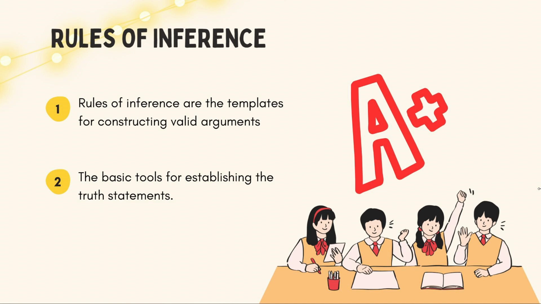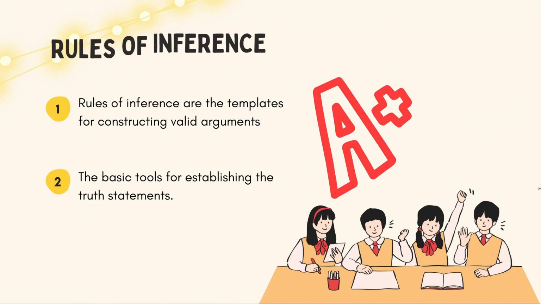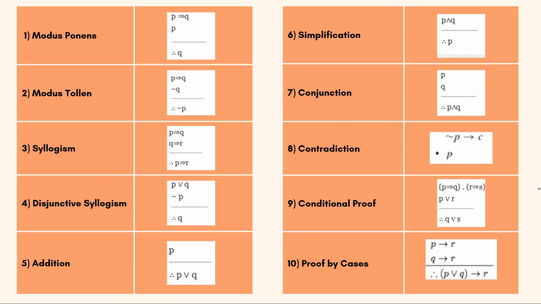So, I will continue to explain the rules of inference. What are rules of inference? Rules of inference are another way, besides the truth table, that we use to check the validity of an argument. Rules of inference are also the basic tools for establishing the truth of statements. As you can see on the slide, here is the list of rules of inference that we learned in this topic. Overall, we have 12, and today I will share them with you one by one.